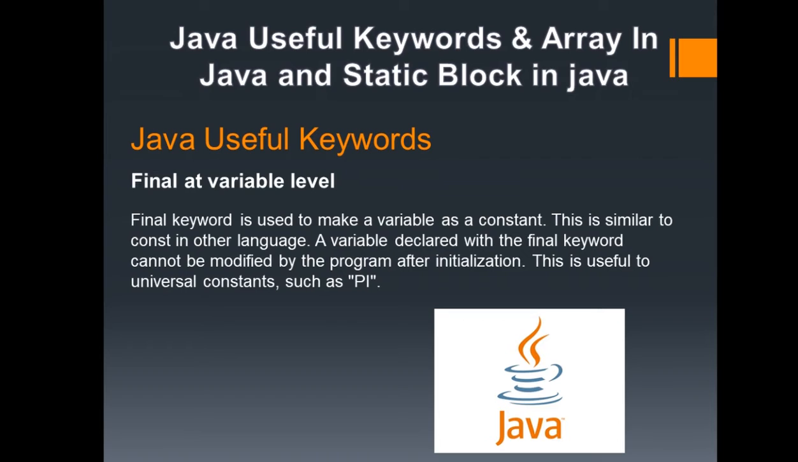Next one is final at variable level. The final keyword is used to make a variable a constant. This is similar to constants in other languages. A variable declared with the final keyword cannot be modified by the program after initialization. This is useful for universal constants such as pi.